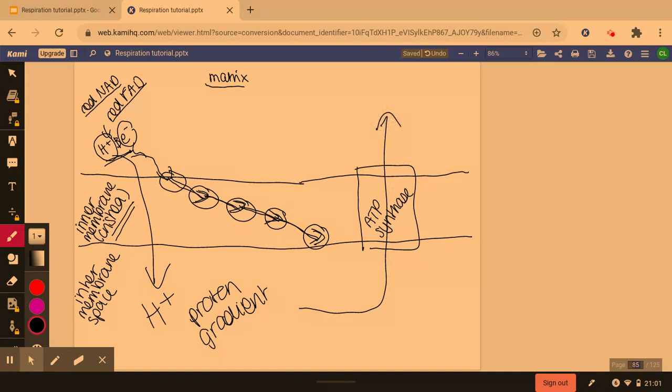And in that process of flowing through ATP synthase, they will make ATP by joining ADP plus Pi to make ATP. My hydrogen ions and my electrons that have left my electron transport chain will now join to oxygen, which is my final electron acceptor, to make water.